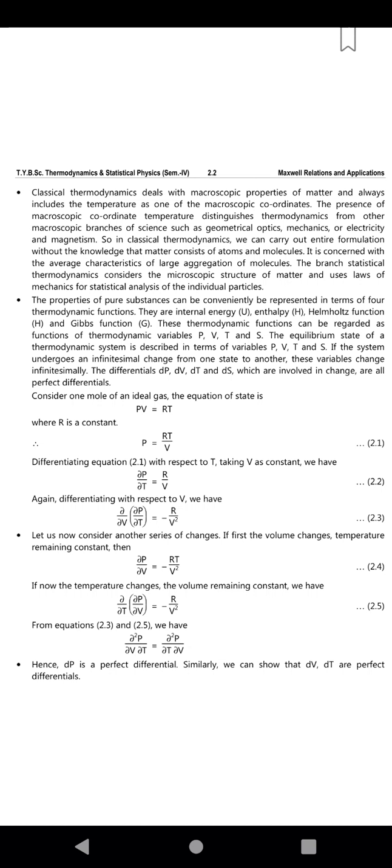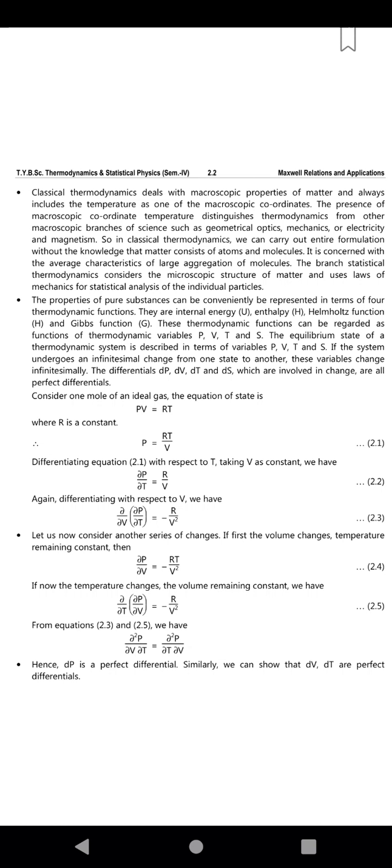Now again, from equation 2.1 we can write, if the volume changes, temperature remaining constant, del P upon del V equal to minus RT upon V square. We have taken equation number 2.1 and differentiated it with respect to V. If now the temperature changes, the volume remaining constant, we differentiate this equation with respect to T by keeping volume constant, and we get del by del T of del P upon del V equal to minus R upon V square.